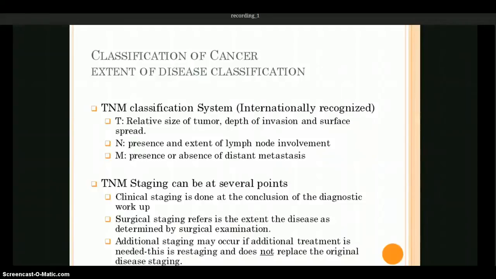Distant metastasis has occurred. Okay? And there are test questions about the TNM classification system, so you want to know about it. Laboratory and diagnostic testing for cancer. I've given you kind of a breakdown here of the different ones that I do want to talk about are tumor markers.